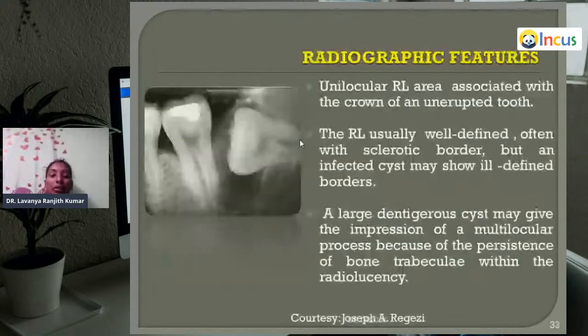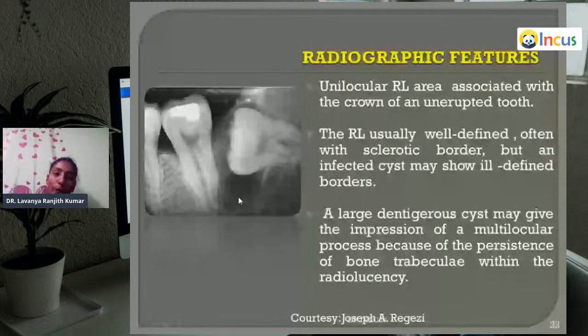The radiographic feature is a unilocular radiolucent area associated with the crown of the unerupted tooth. See, this is an impacted third molar in the mandible. You are able to find a unilocular radiolucent area associated with the crown of the tooth, and it is attached. It starts from the cemento enamel junction and extends to the other side of the cemento enamel junction. It's totally enclosing the crown of the tooth.